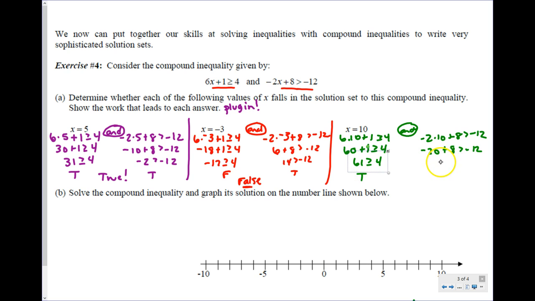Negative 20 plus 8 is negative 12. Is negative 12 greater than negative 12? No. If this had an equal to under here, it would be true, but it doesn't have the equal to, so this is false. So this whole thing is false.